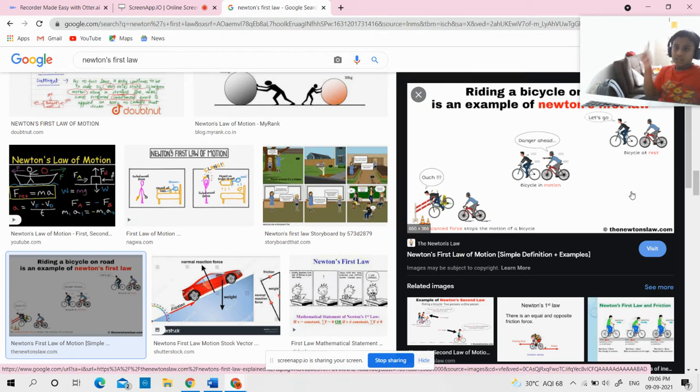First, it's at rest. I start pedaling, it's moving, now I'm stopping because of the brake. So, this is Newton's first law of motion. And there's another paragraph telling it: an object in motion will continue in motion at the same speed and in the same direction until a force acts upon it. This suits the bicycle.